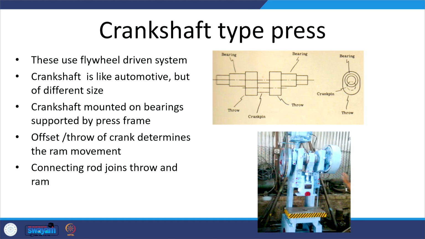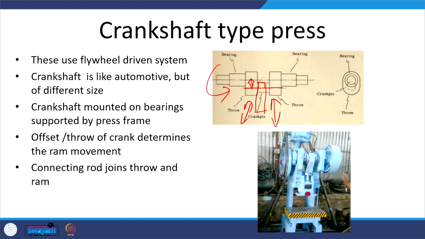Crankshaft type of press is one where the crankshaft is used to convert the rotary movement into the reciprocating movement. So, just like any other crankshaft, it also uses a typical crankshaft where there is a crank having some kind of offset. So, rotary movement allows the up and downward movement of the connecting rod. The connecting rod is connected with the crank pin, and that allows the up and down movement.